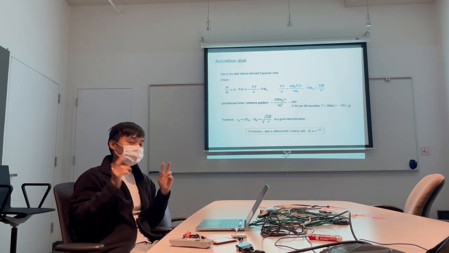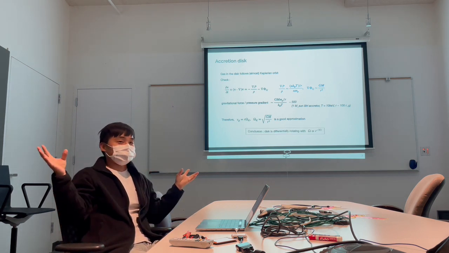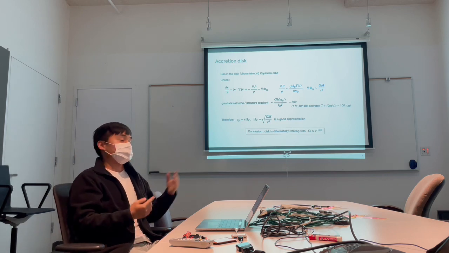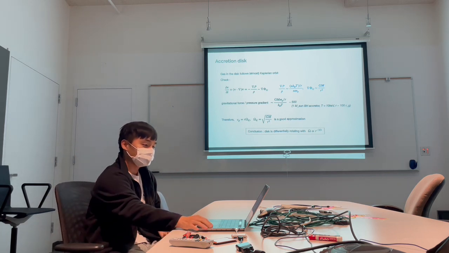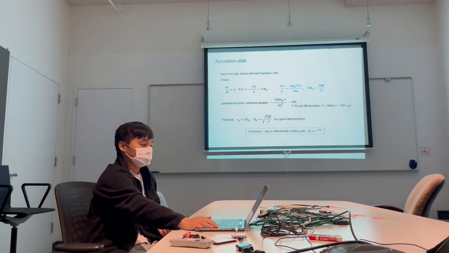And just keep note that in general, a disk usually follows the rotation profile, which is proportional to r to the minus 3/2. Okay, so this is our starting point.